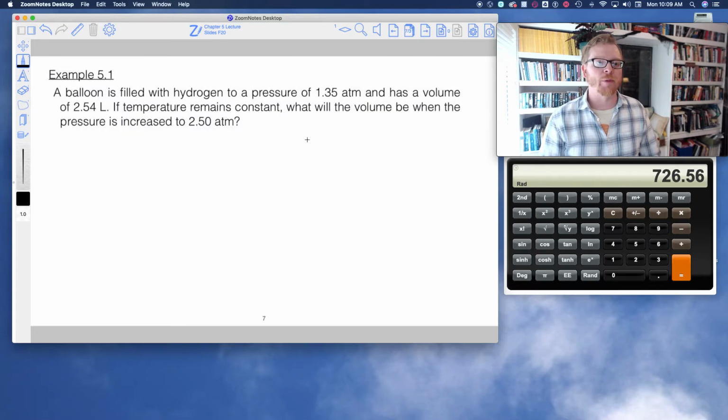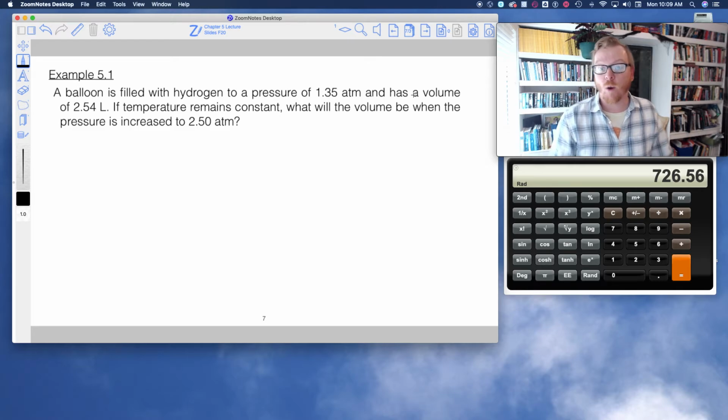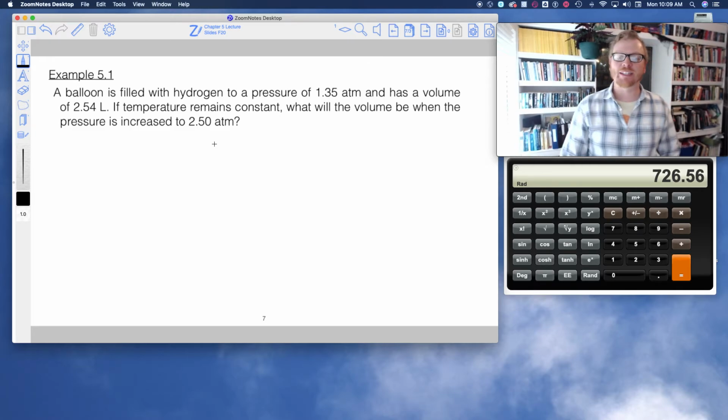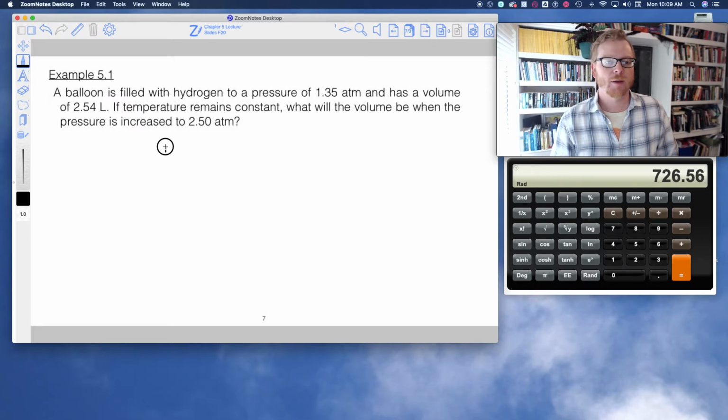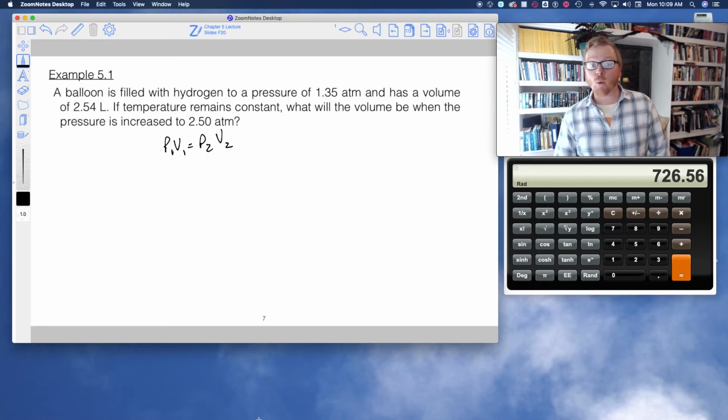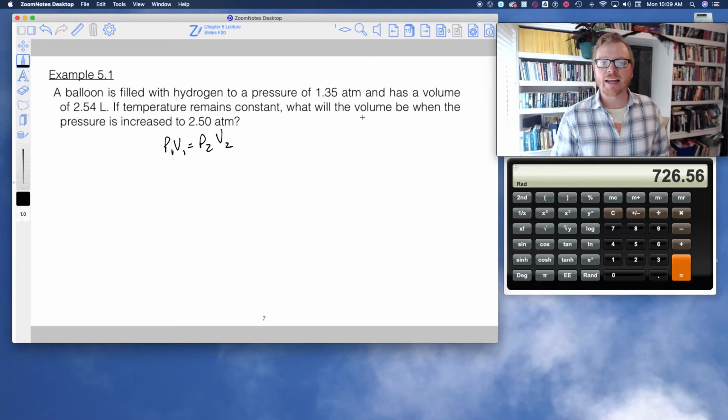So let's do a sample problem. A balloon is filled with hydrogen at a pressure of 1.35 atmospheres and has a volume of 2.5 liters. If the temperature remains constant, what will the volume be when the pressure is increased to 2.5 atm? We remember we're going to use this equation, P1V1 equals P2V2. It doesn't matter what I pick for 1 and 2 as long as it's consistent. And it's asking me for the volume, so let's solve for V2.